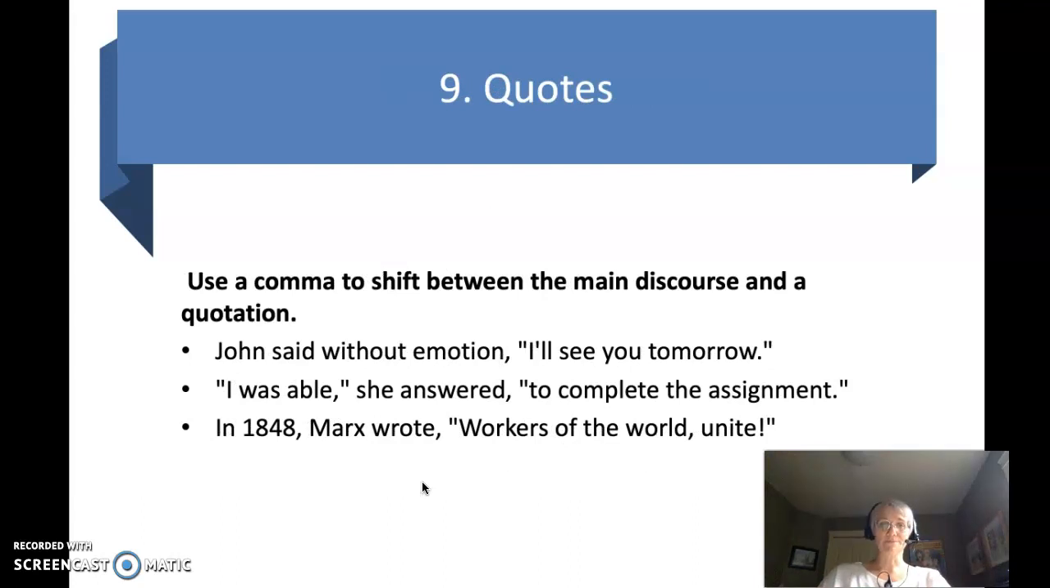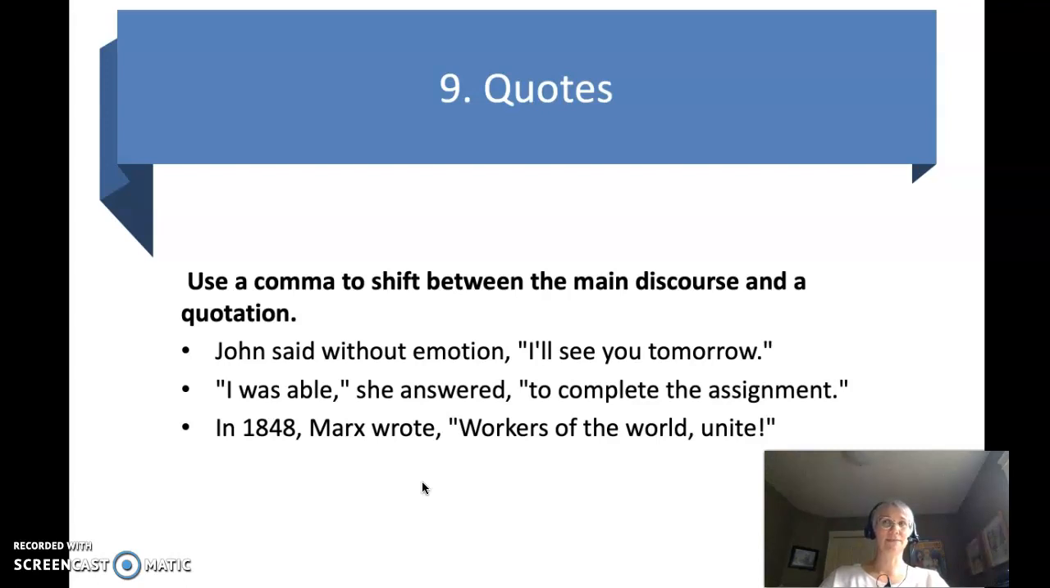When you are quoting, you are going to use a comma to shift between the main discourse and the quotation itself. Now, you should be fairly practiced at this so far, so I'm not going to spend too much time on this. The only time, though, you are not going to need a comma before a quote is if you're using the word that.